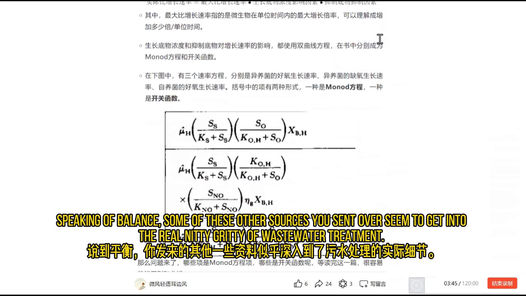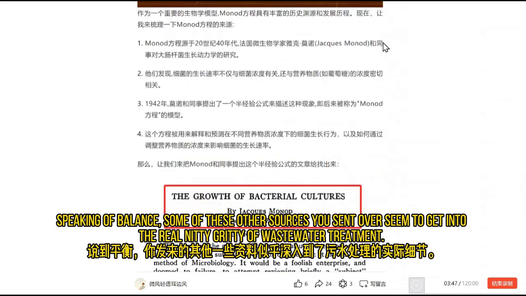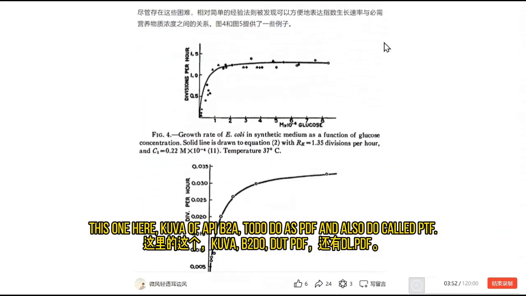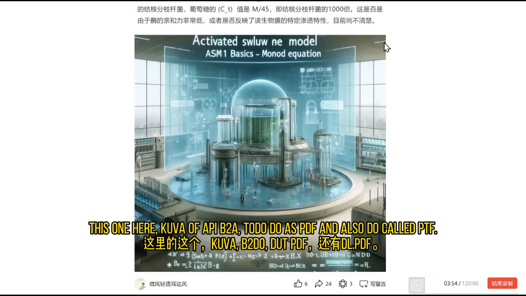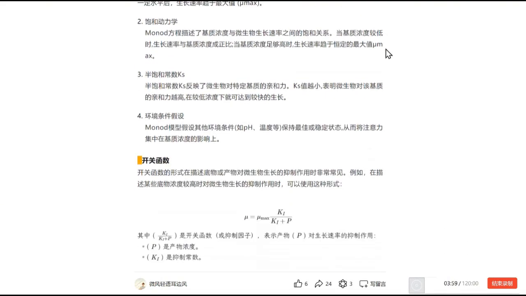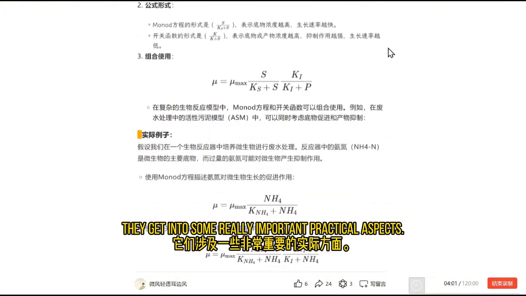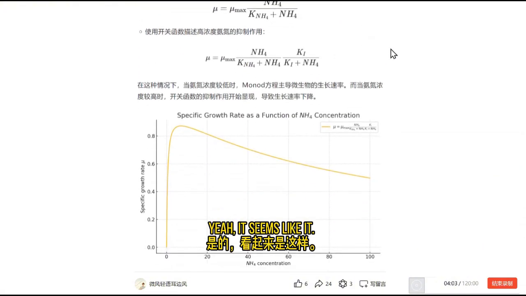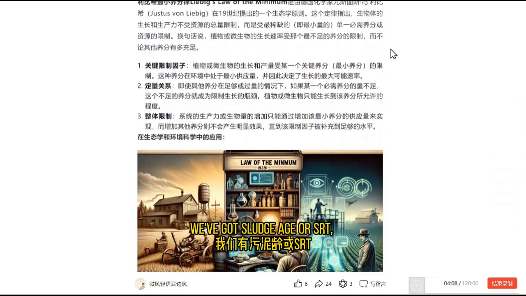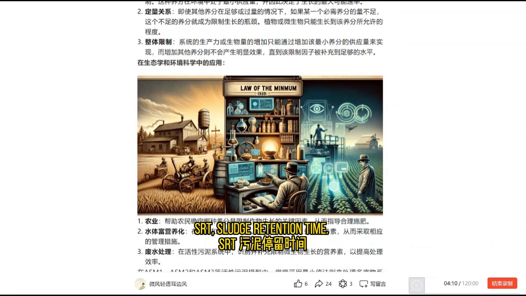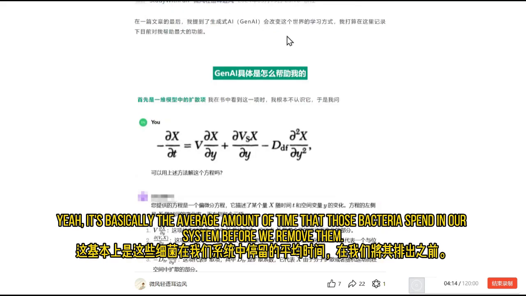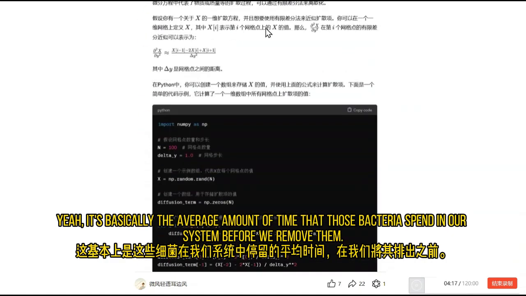Exactly. Speaking of balance, some of these other sources you sent over seem to get into the real nitty-gritty of wastewater treatment. This one here, Kuva, Ipan Butuatodo, Duas.pdf, and also Dutal PuTF. Yeah, they get into some really important practical aspects. Yeah, it seems like it. So we've got sludge age, or SRT, I guess it's called. Right, SRT, sludge retention time. It's basically the average amount of time that those bacteria spend in our system before we remove them.